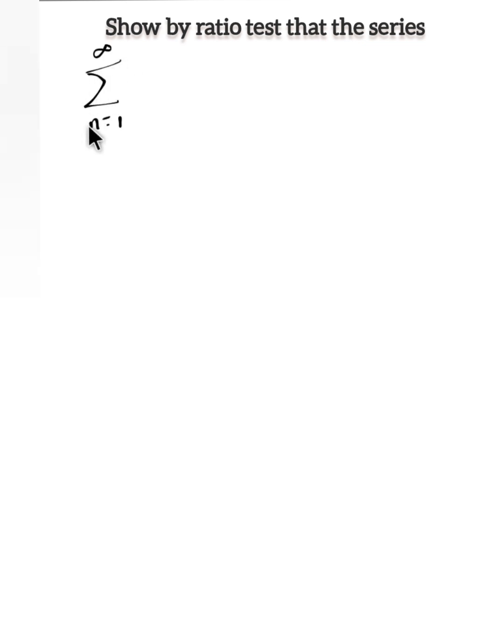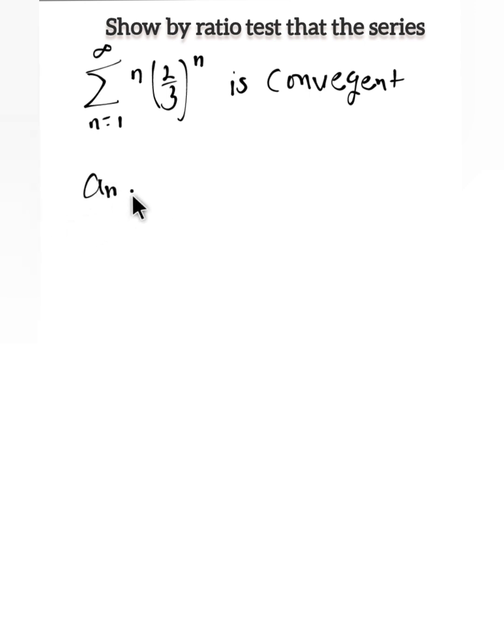Example 1. Show by ratio test that the series, the summation from n equals 1 to infinity of n times (2 over 3) raised to the power n is convergent. So we're going to show by ratio test that this series converges. So the solution. To start off with, we need to find an. We also need to find an plus 1.